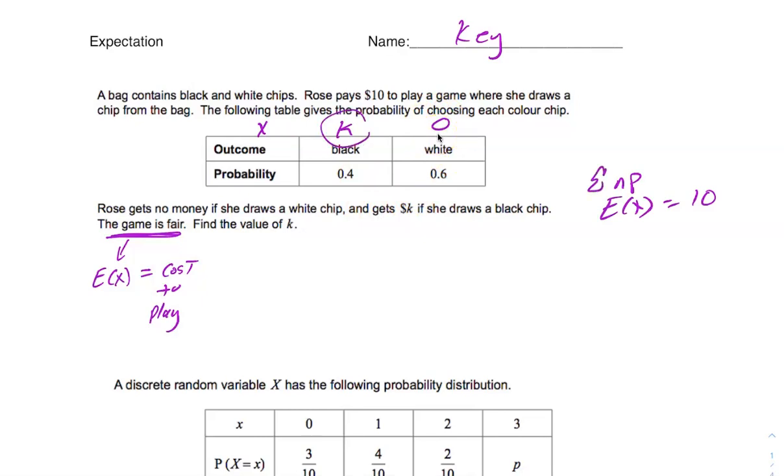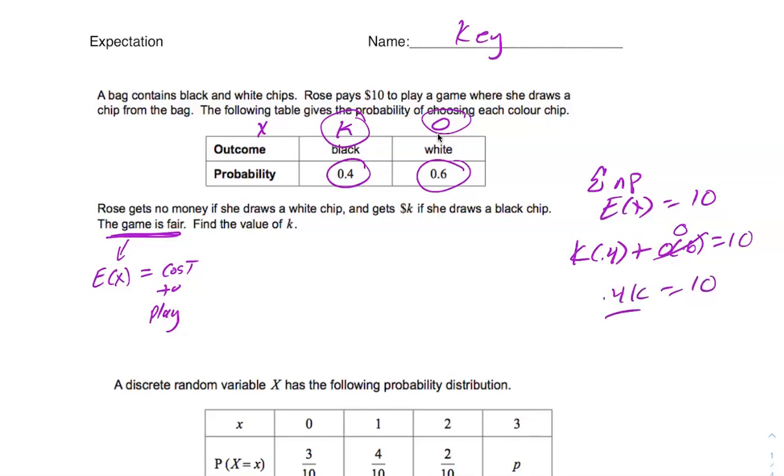So we're going to multiply K times its probability, 0.4, plus 0, the value of getting white, times its probability, 0.6. Set that equal to 10. This gives me 0.4K equals 10. Divide by 0.4, and I get K equals 100 divided by 4, which is 25. So we should win $25 to make this game fair.